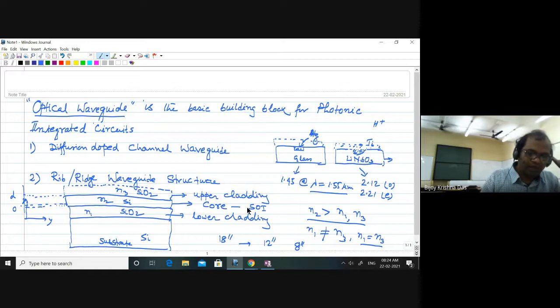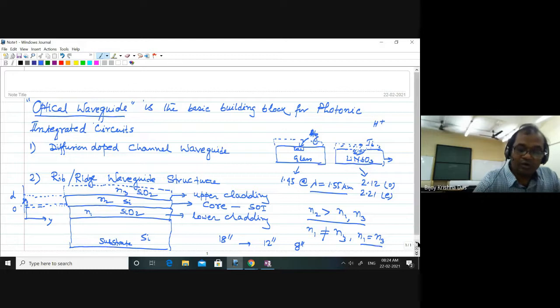I think we bought this 8-inch wafer a couple of years ago, and each wafer cost about $700 US dollars, something like that. That's quite expensive compared to your silicon wafer. So this is a planar structure, but this is not your ridge waveguide structure.